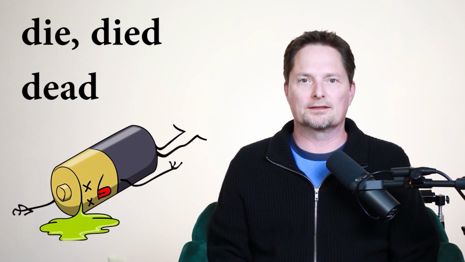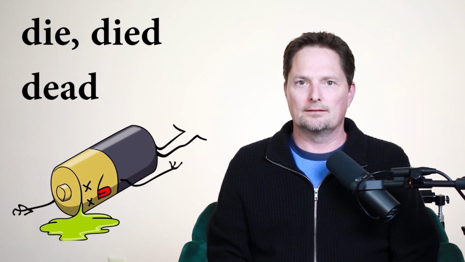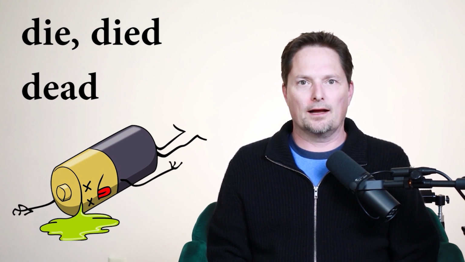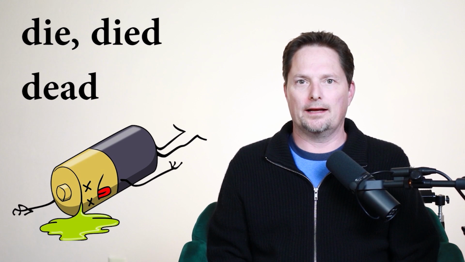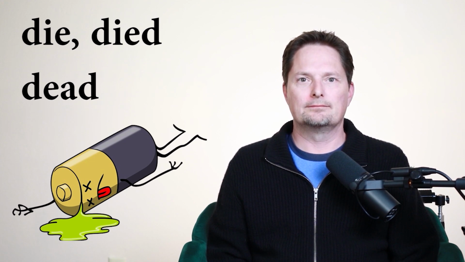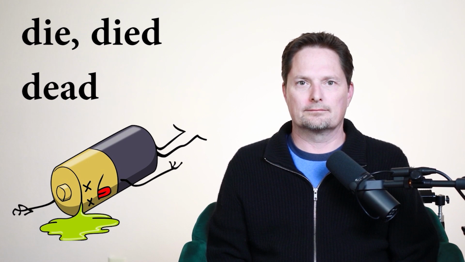Now let's practice with this battery. Is the battery okay? No, it's not okay. We can say the battery died. Changing the verb die to the past, died. The battery died. Or I can say the battery is dead, using the adjective dead, with the short E sound like bed and red. The battery is dead. Let's practice. Did the battery die? That's right, the battery died. Is the battery dead? That's right, the battery is dead.